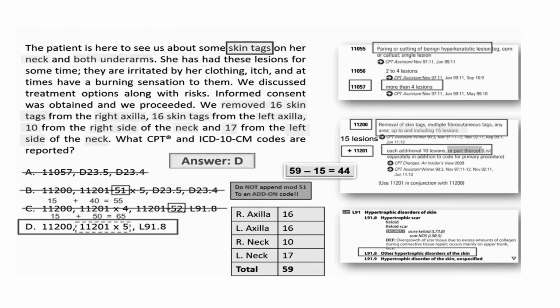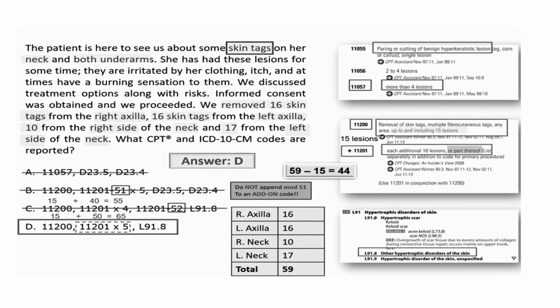So the patient is here to see us about some skin tags on her neck and both underarms. She has had these lesions for some time. They are irritated by her clothing and at times have a burning sensation to them. We discussed the treatment options along with the risks.